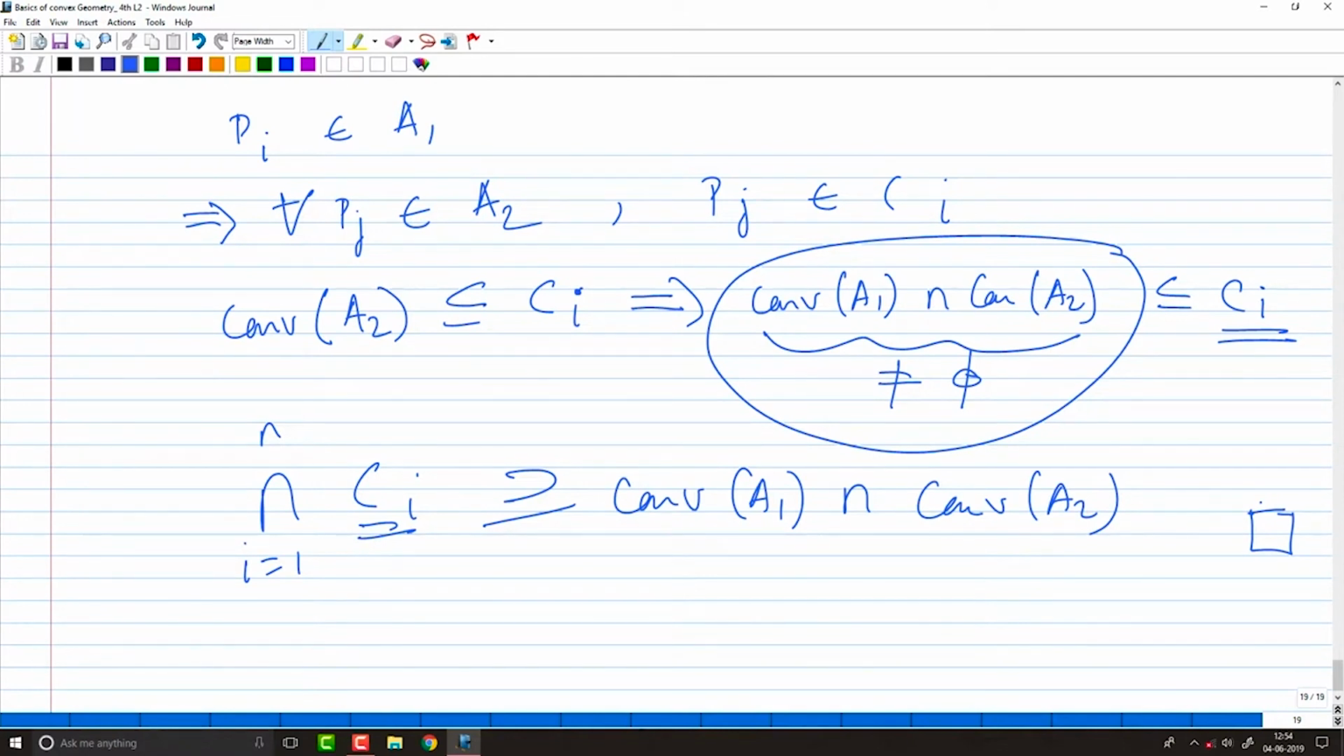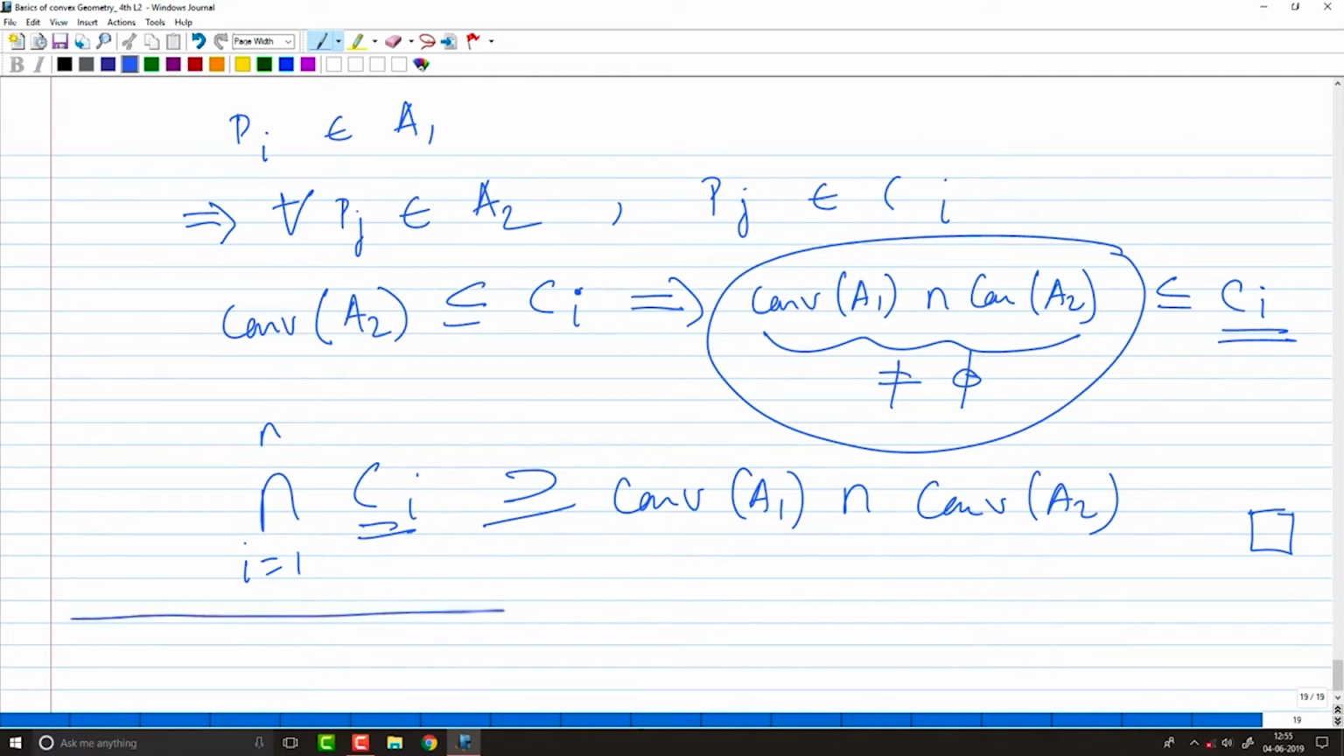Which Pi? No, we are not even claiming anything like that. We do not care whether it contains Pi or not. See, I only have to show the intersection of the convex bodies is non-empty. Whether Pi is contained or not does not matter. Pardon, can you come again? Important thing. Okay, so let me come to this.